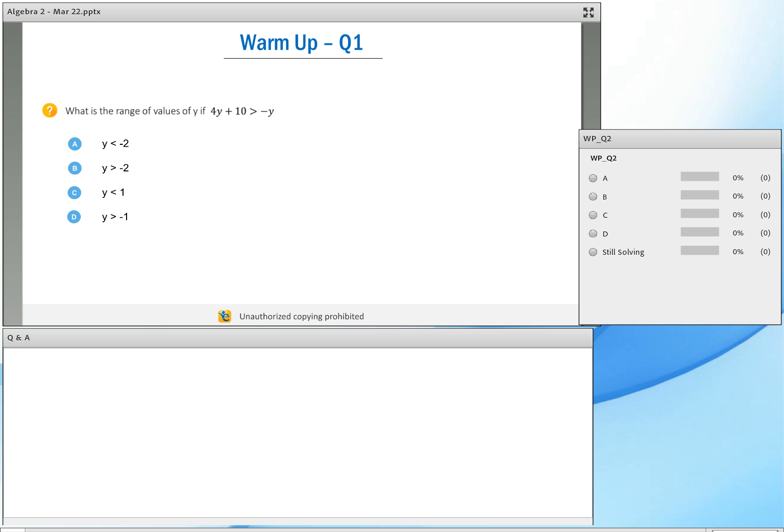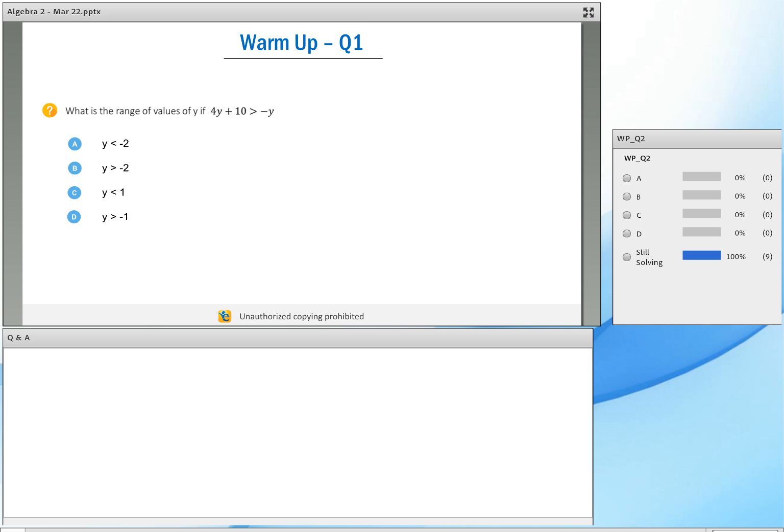Here's the poll for question number 2. Let's get 50 people to select still solving so that I can show the next question. All right, 3, 2, and 1. Let me end broadcast results. Here is the second question.